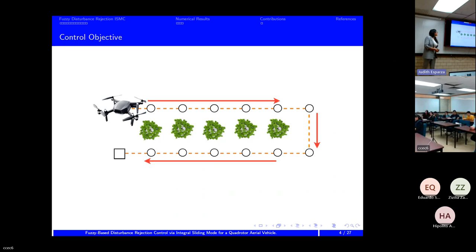So, well, the control objective. The control objective is that a quadrotor performs trajectory tracking of some predefined trajectories, but here the quadrotor is going to have external disturbances. In this case, this disturbance is going to be wind gusts.